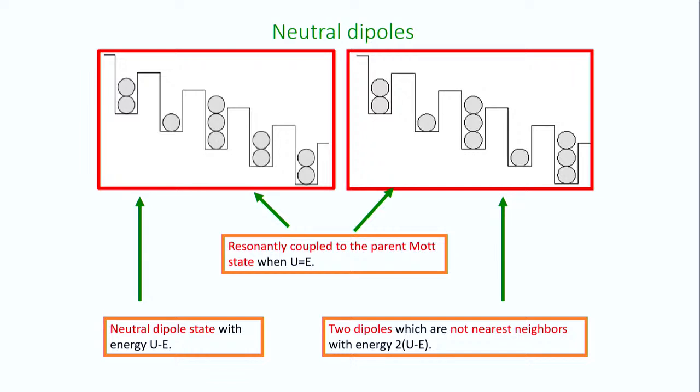So what we found is that what essentially are low energy excitations are this dipole kind of thing, where you take one particle from here and put it here, because this costs an energy U minus E, and that when U and E are of the same magnitude can be very close to the ground state. So these are resonantly coupled to the parent Mott state.